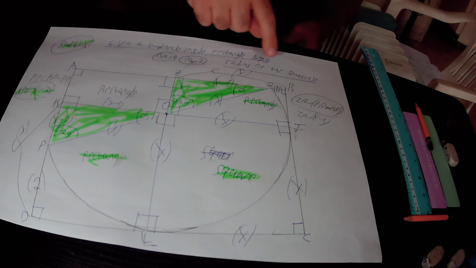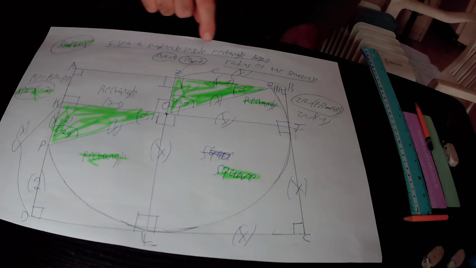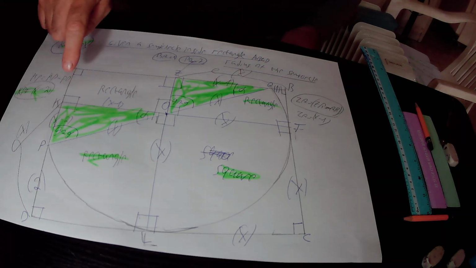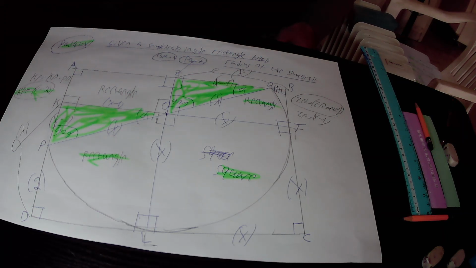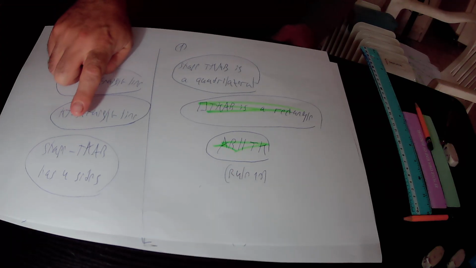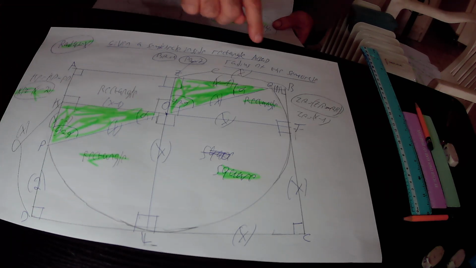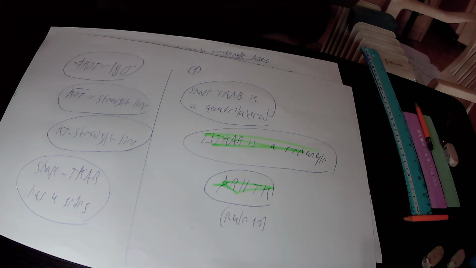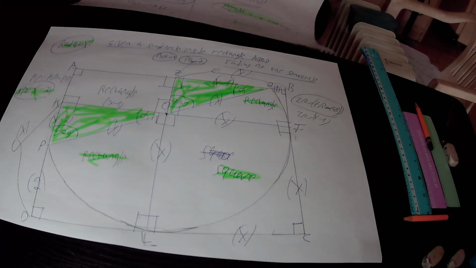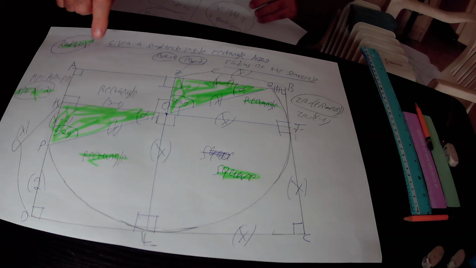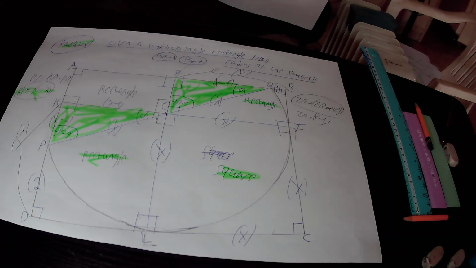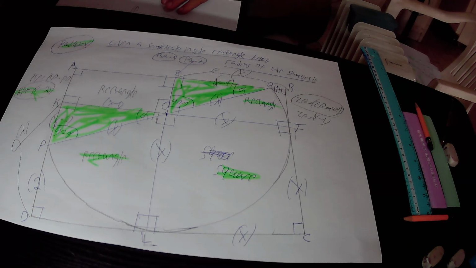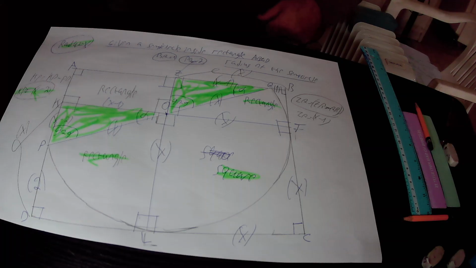So shape ABTK has 4 sides. Therefore, shape ABTK must be a quadrilateral. So in quadrilateral ABTK we have 4 right angles. And we have the rule that says that any quadrilateral that has 4 right angles must be at least a rectangle, if not a square. So we conclude that quadrilateral ABTK is a rectangle.